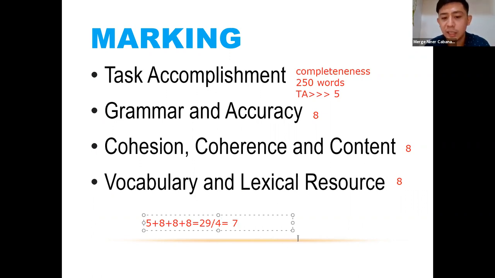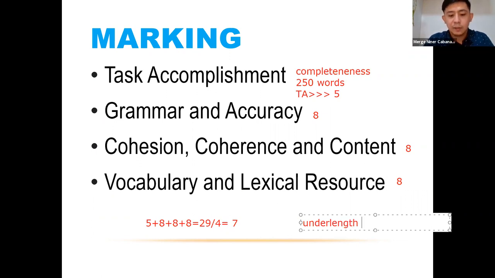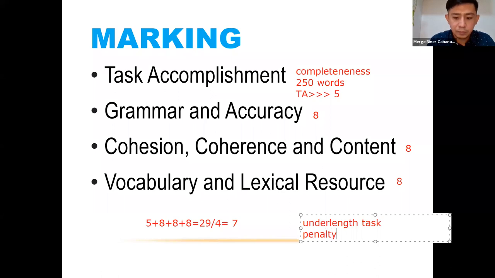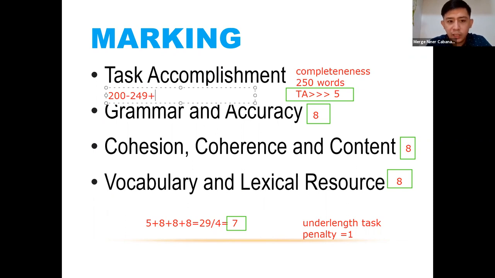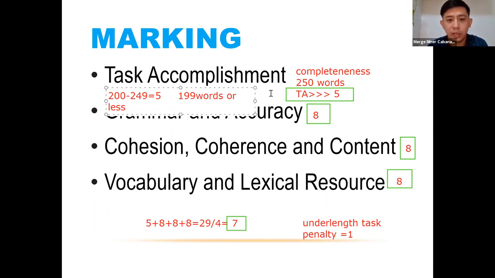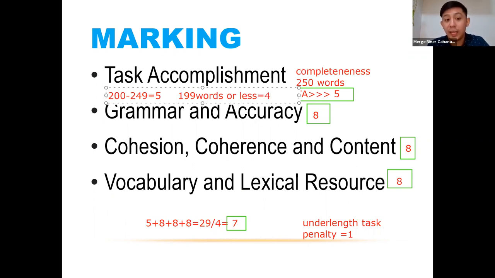But because your writing task is categorized as under length, it will have a penalty of 1. So we will subtract 1 from this 7 right here. So that makes it really complicated. You know, you already got 8 for grammar, you already got 8 here, and you already got 8 here. But because your writing task is under length, let's say you only wrote 244, 238. So anything between 200 to 249, the equivalent TA score will be 5. And if you're going to write 199 words or less, you will get a band score of 4 and a penalty of 2.